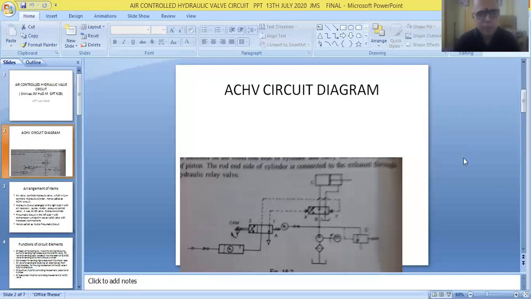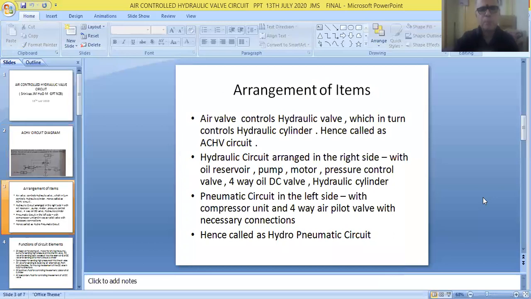So friends, we have completed the study of construction and working of this arrangement. Let us make a quick review of all the items which we have discussed in this particular section. We have seen the arrangement of items. The air valve is controlling the hydraulic valve, and finally the hydraulic valve is controlling the hydraulic cylinder. So it is called an air-controlled hydraulic circuit. The hydraulic circuit is on the right side.